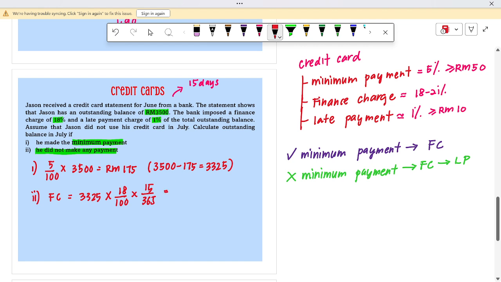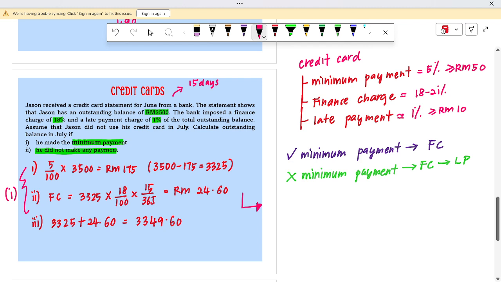So your finance charge will be RM 24 and 60 cents. So the total outstanding balance will be 3,325 plus 24 ringgit 60 cents, which will give you 3,349.60. This is what happens if he makes the minimum payment for question I1. This is covering I1. Now, what if you do not make any payment?